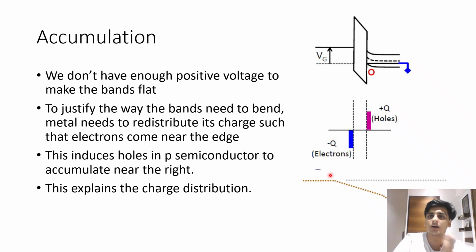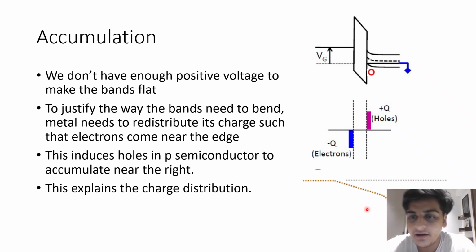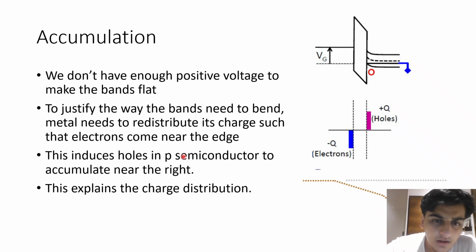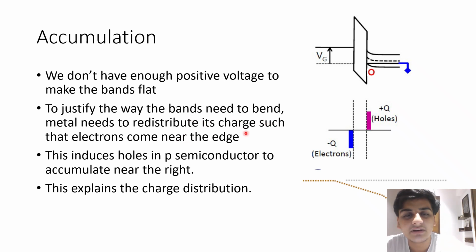We can't just say that, oh, the bands are bent and call it a day. We need to figure out what the source of the field is, and since we are not applying anything externally, the only way this field can be created is internally, and that is what we are trying to figure out: how this charge is going to be redistributed internally for that to happen. Now, in terms of what the metal can do, the metal can do something really simple. The metal knows that it needs an electric field from right to left. So to justify the way the band needs to bend, the metal needs to redistribute its charge such that electrons come near the edge. Metal has a lot of free electrons.